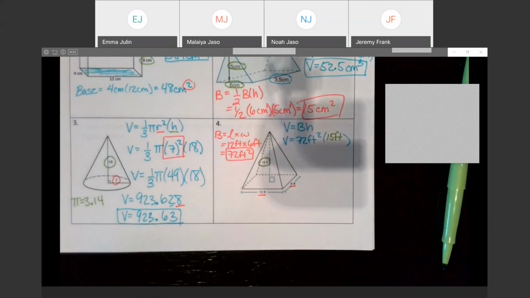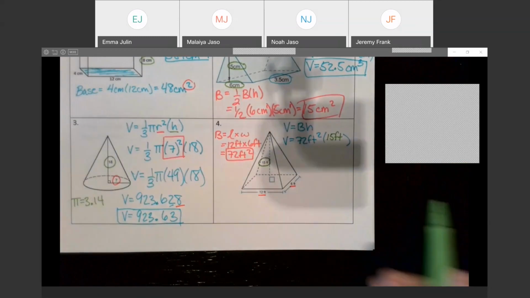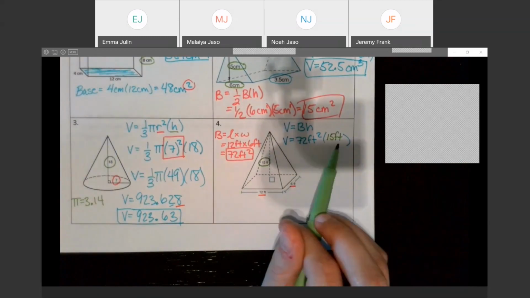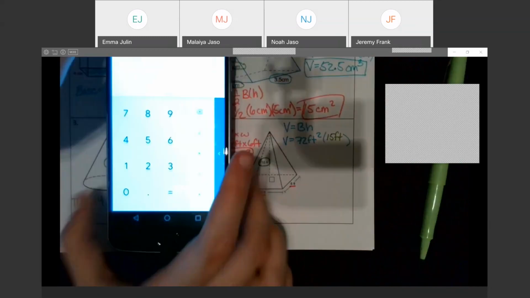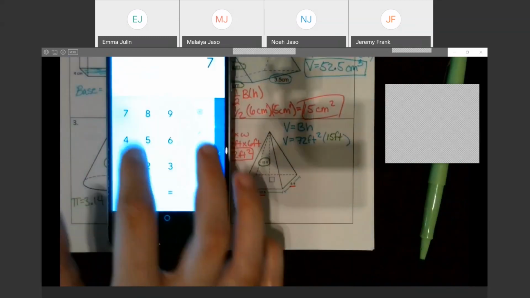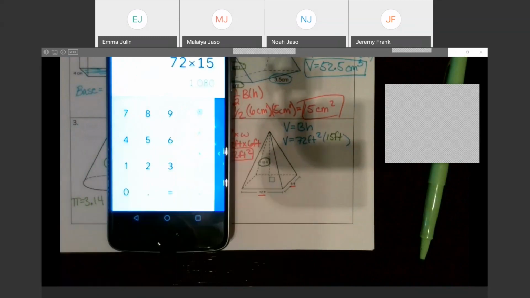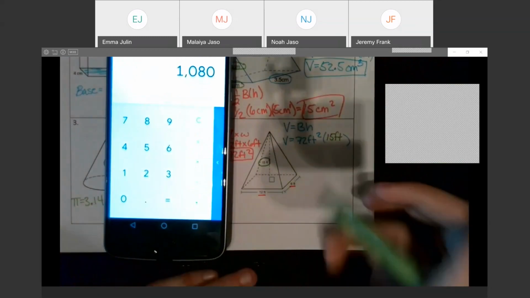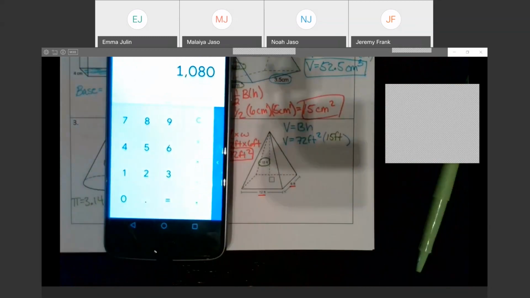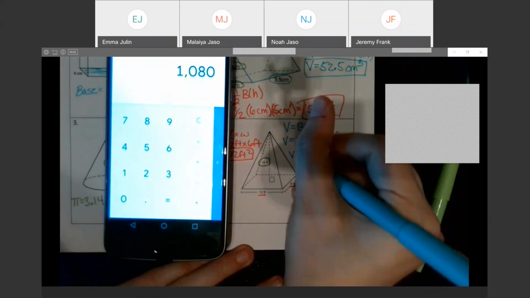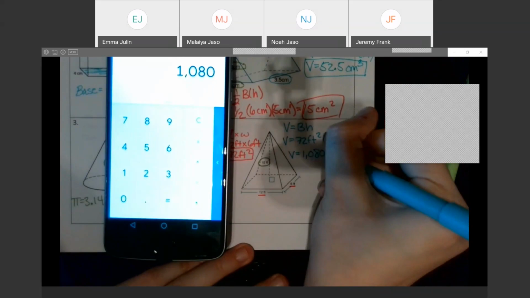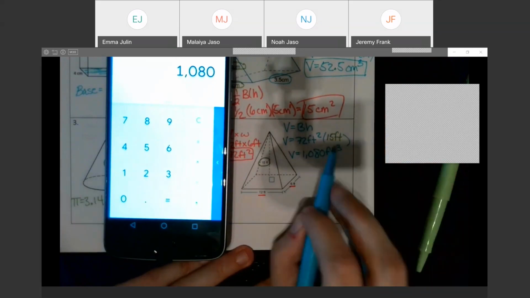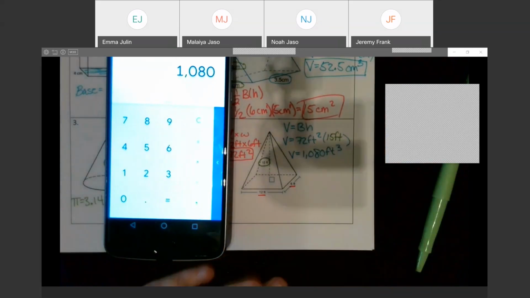I don't recommend doing this on paper. When it starts to get to these type of numbers, it gets a little messy and harder to keep track of. So I would actually just use your phone calculator and do 72 times 15. You'll get a really big number. You'll get 1,080. The volume for the pyramid is equal to 1,080 feet cubed, because again, feet squared times feet.